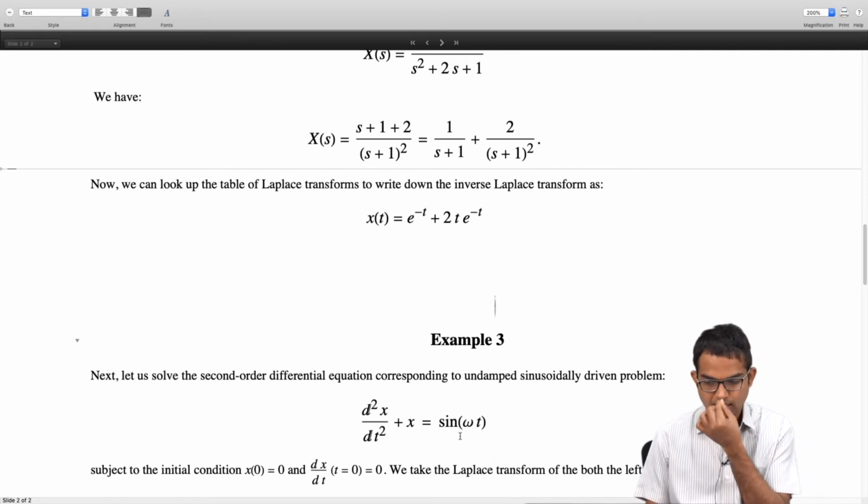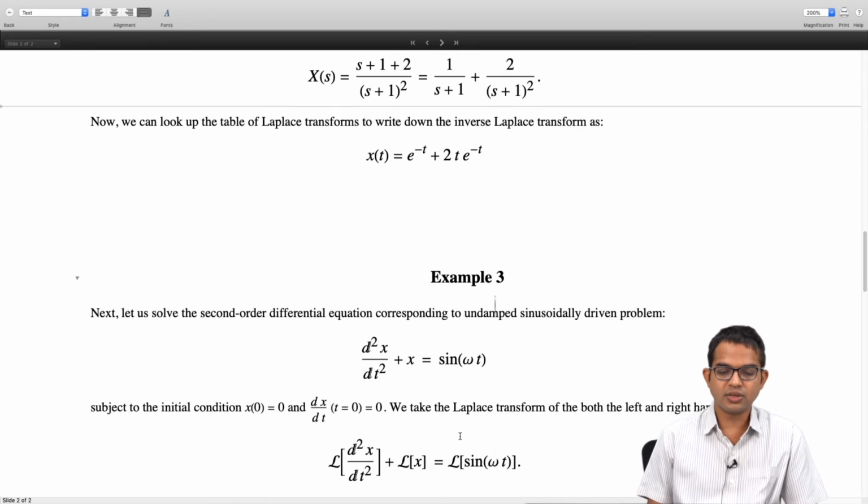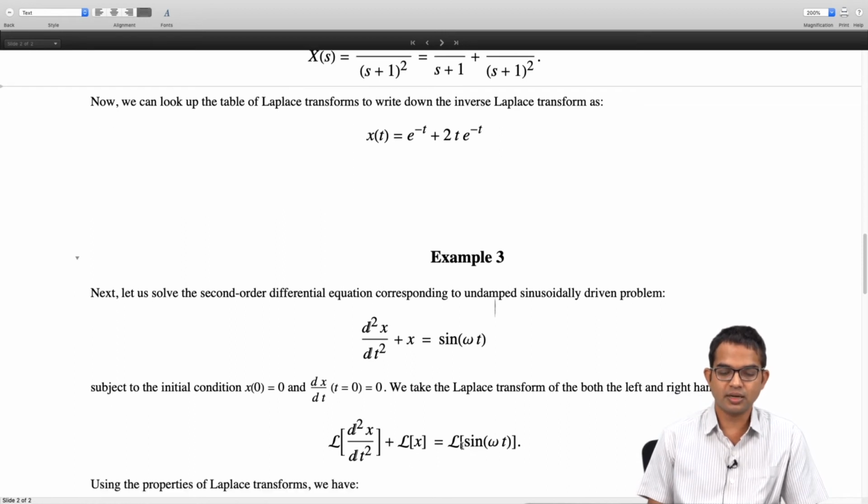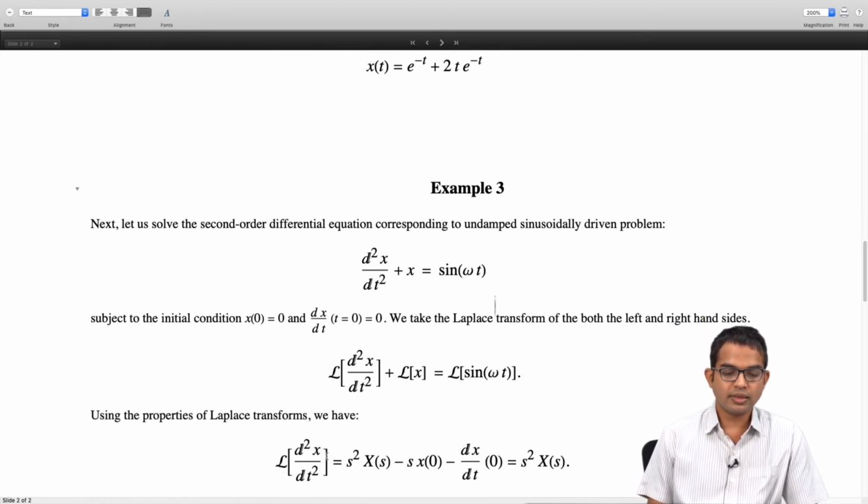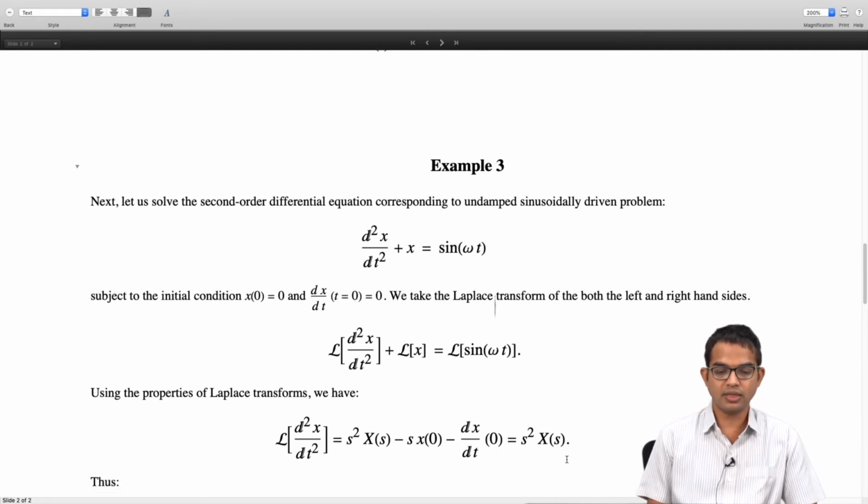So if you take the Laplace transform on both sides, we get the standard equation using linearity. And now in this case, the Laplace transform of the second order derivative is just s squared x of s minus s times x of 0 minus dx by dt of 0. But the last two terms will just go to 0 because x of 0 is given to be 0, and the speed at time t equal to 0 has also been given to be 0. So we simply have s squared x of s, very easy.